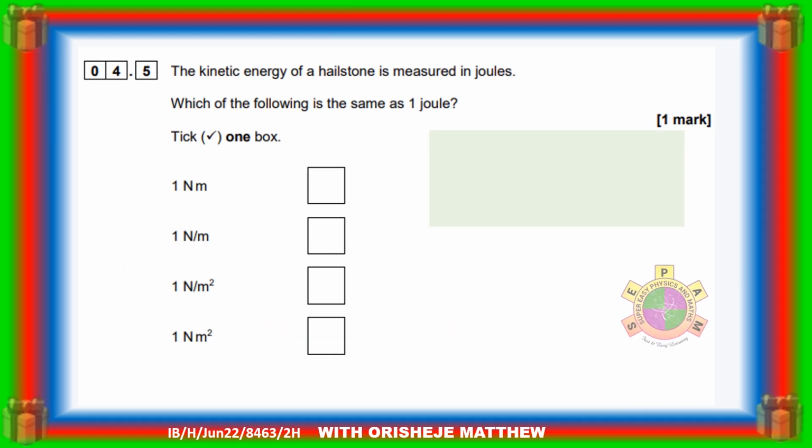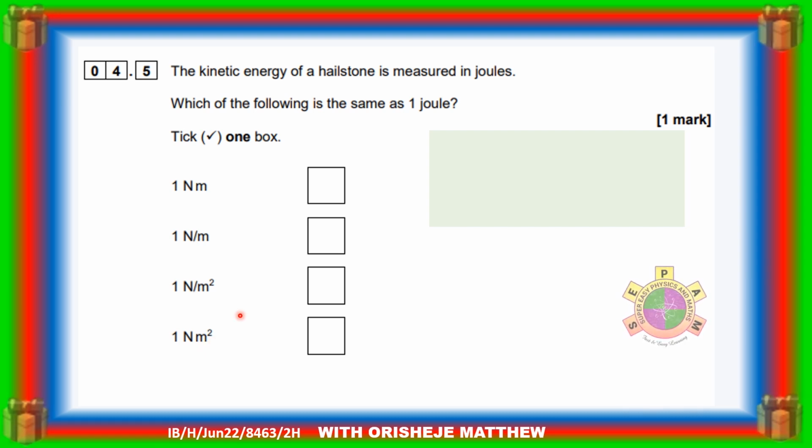All right, question 4.5. The kinetic energy of a hailstone is measured in joules. Which of the following is the same thing as 1 joule? So we want to find out if 1 joule equals Newton meter, or 1 Newton per meter, or 1 Newton per meter square, which is the formula for pressure, or 1 Newton meter square. So we want to find out which one is equivalent to 1 joule.